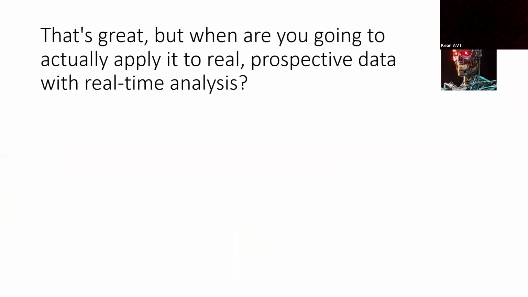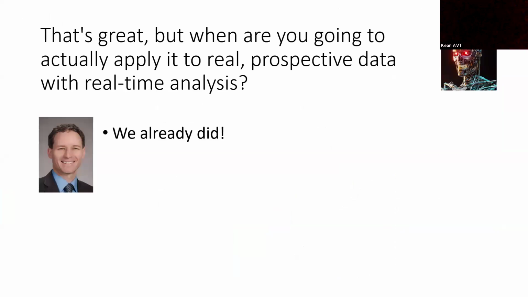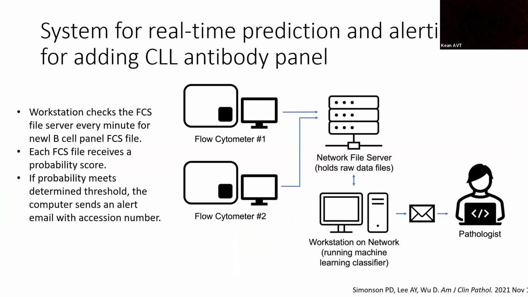Okay, so that's great. When are you going to actually apply it in real time? So we already did that as well. Basically, we had a workstation checking the server every 5 minutes or so for new FCS files as they were deposited. Then it would look at those FCS files and make a prediction. And if the probability of needing a panel surpassed a certain threshold, it sent an email. And basically that email came to me.